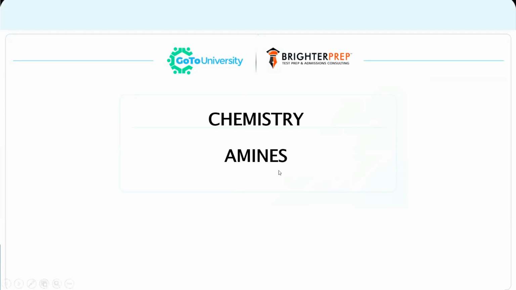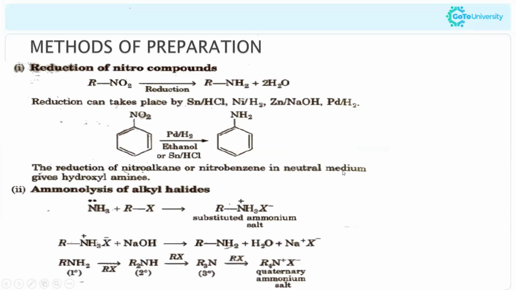Okay. So first let us see what are the different methods for preparation of amines. The first method is the reduction of nitro compounds, because nitro compounds have a nitro group, right? This nitro group can be reduced to an NH2 group or amino group. Here we have to use some reducing agent as well, so we can use palladium or tin HCl. These reducing reagents are important.